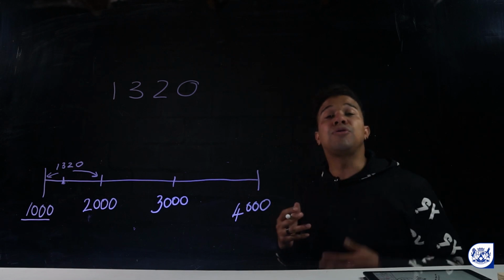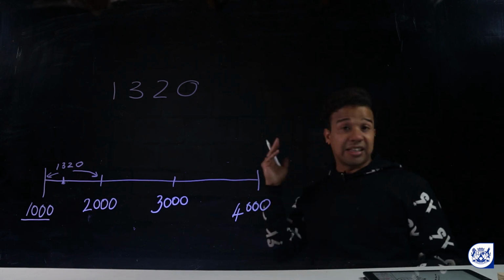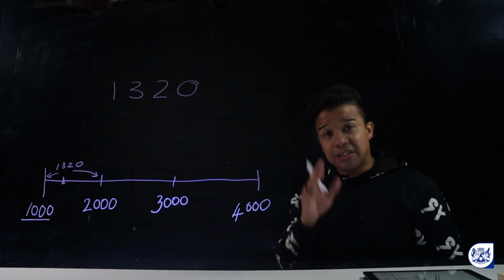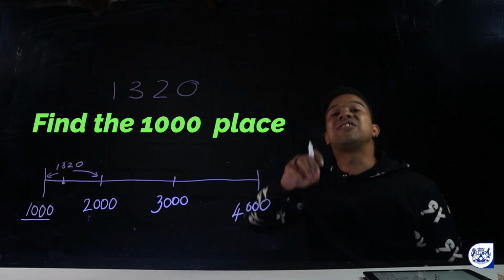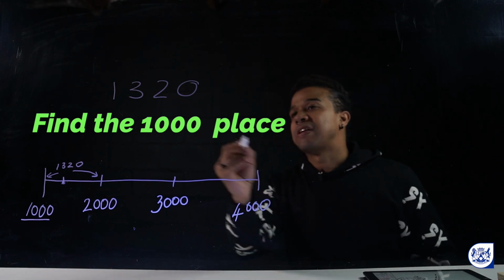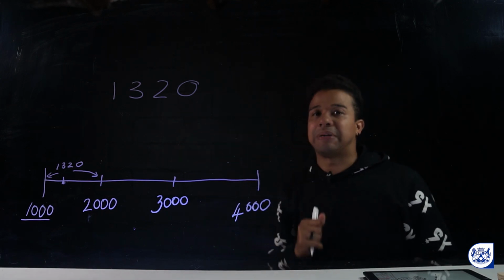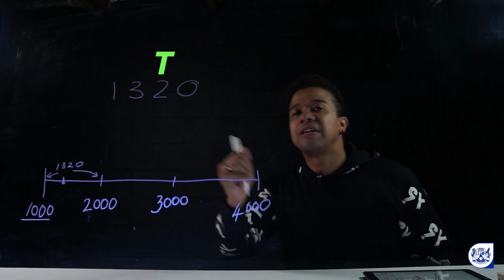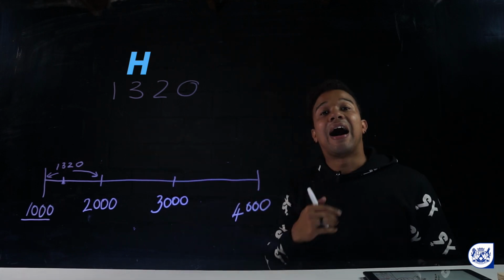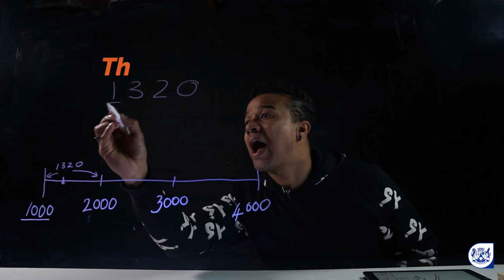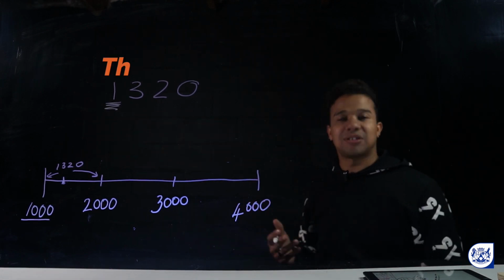And by now, we know the rule for rounding off. So let's get straight into it. The first thing we have to do is locate the number that is in the 1000 place. So let's have a look. 0 is in the ones place. 2 is in the tens place. 3 is in the hundreds place. And 1 is in the thousands place.